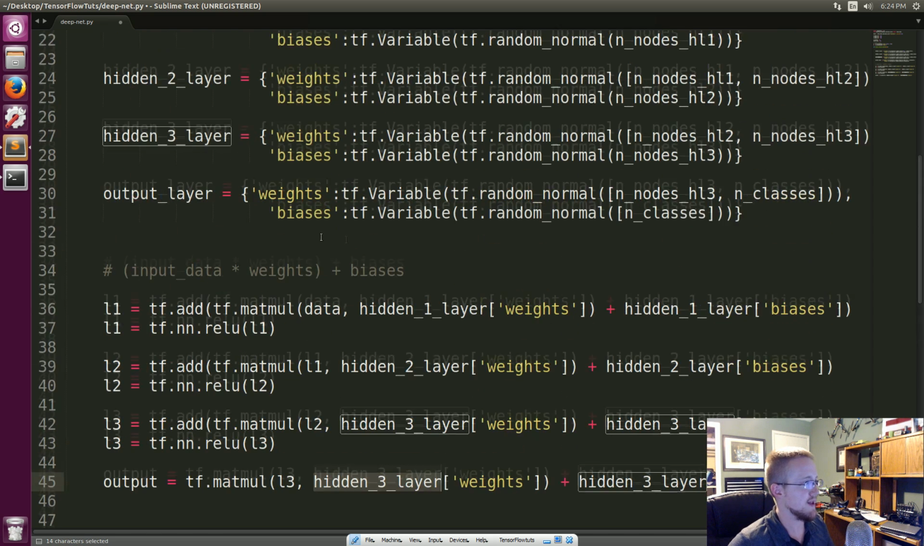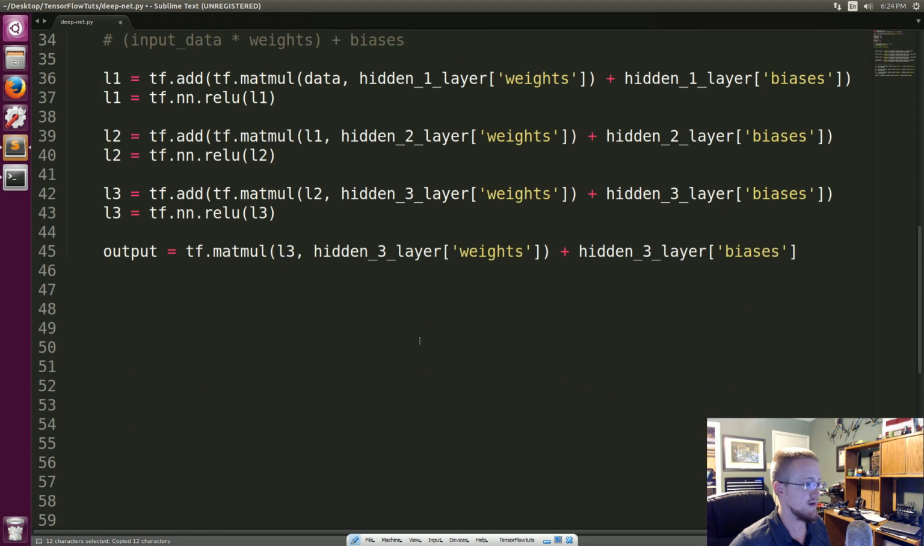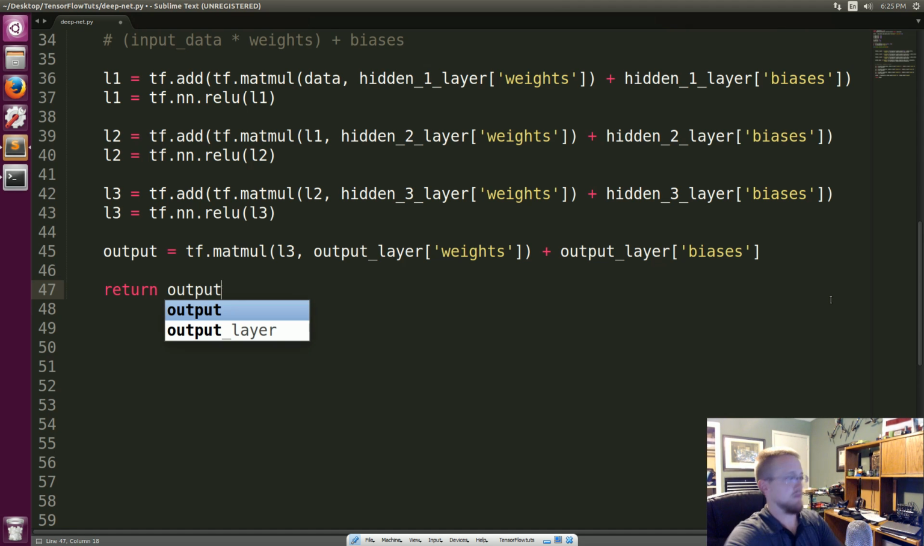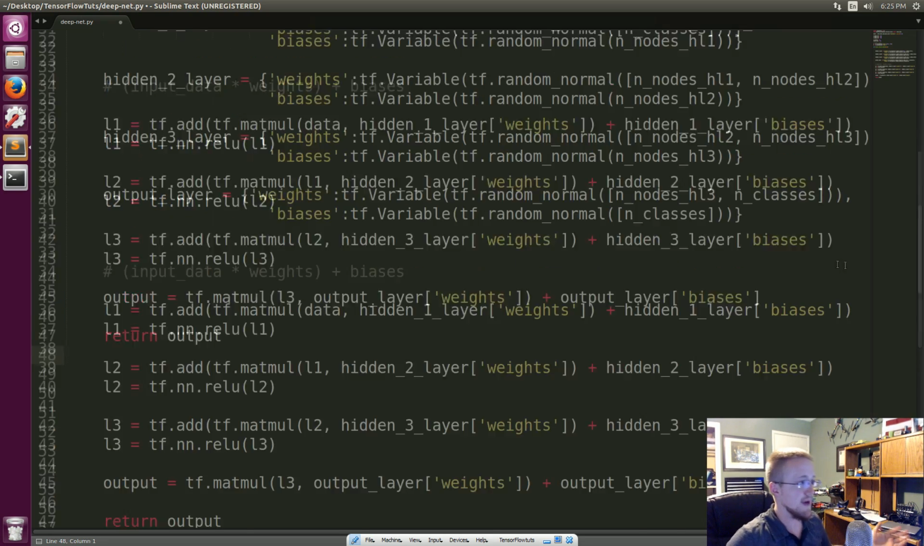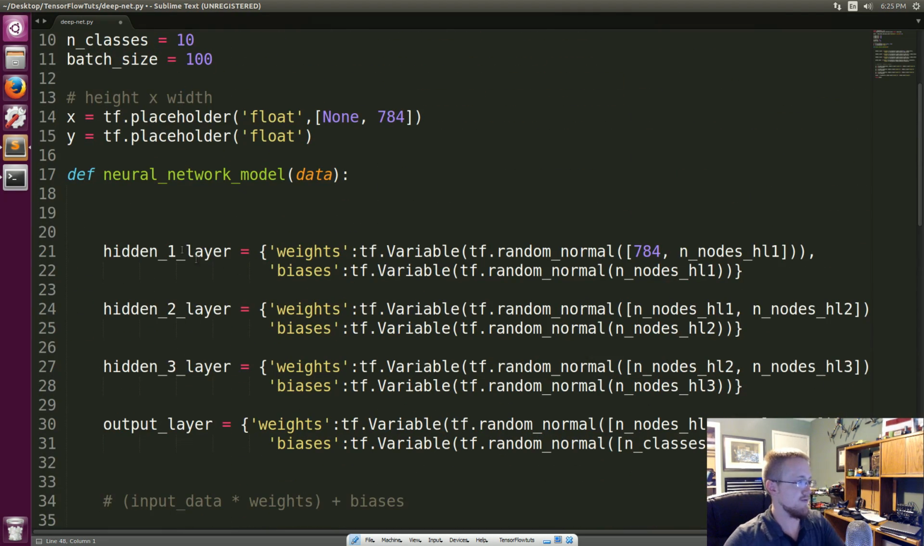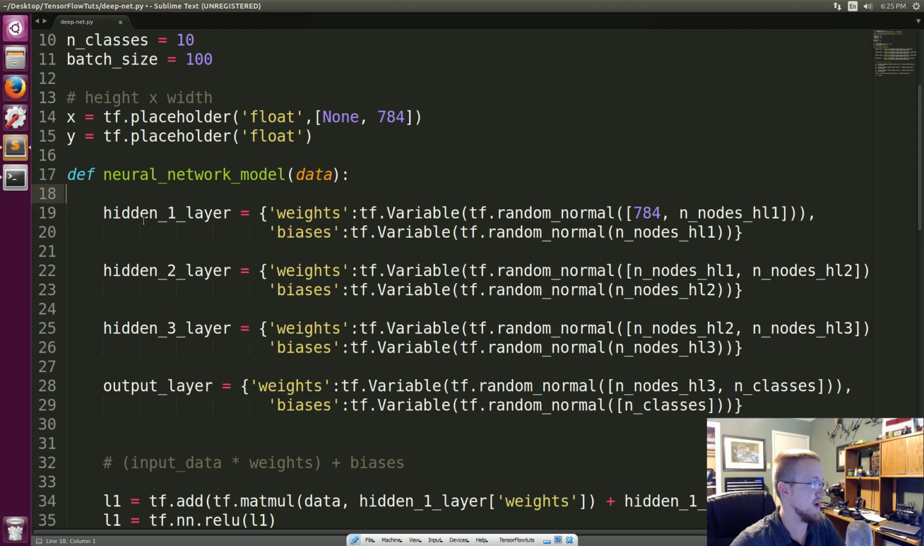Would it be hidden 3 layer? No, it's going to be the output layer weights and the output layer bias. And again, you could screw up with these parentheses, but since we've been copying and pasting, we did fine, hopefully. And then at the end of the day, we return the output. Boom. Whew. Okay, so at this point, we now have modeled a neural network.